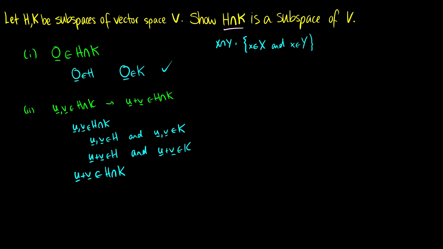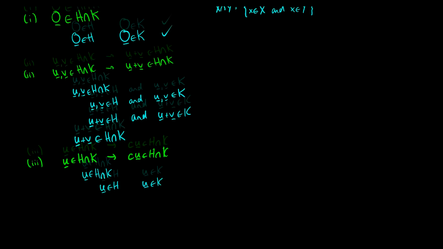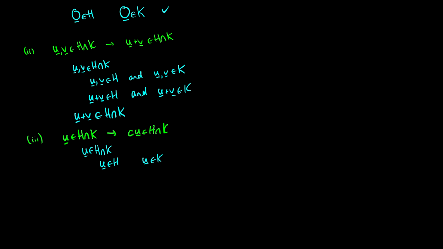Okay, so condition number 3 says that if we have some vector u in H intersection K, then we're also going to have any scalar c times u in H intersection K. Well, first thing we're going to do is assume we have this u in H intersection K, so this means that u is going to be in H, and u is going to be in K, because if it's in the intersection, it's going to be in both.